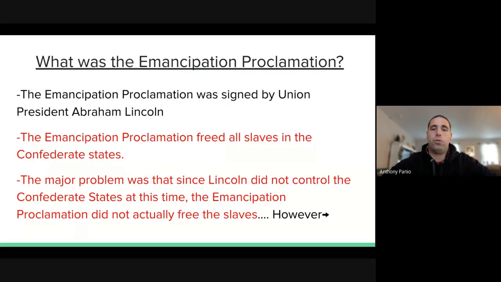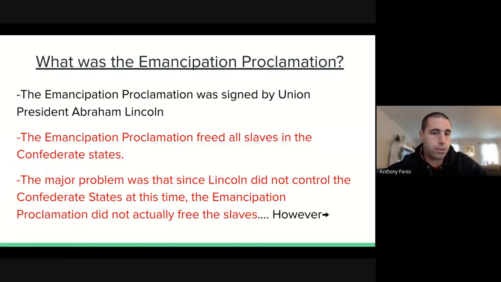All right. So since Lincoln did not own the Confederate States at this time, the Emancipation Proclamation did not actually free one slave of the Confederate States. And notice how he puts Confederate States. This is where you guys need to make the connection. If he said all states, if he said the Union and the Confederate States, what is the problem? This is the big connection you need to make. Why doesn't he say the Union states? Not an easy question, but let's see if anyone can make the connection.